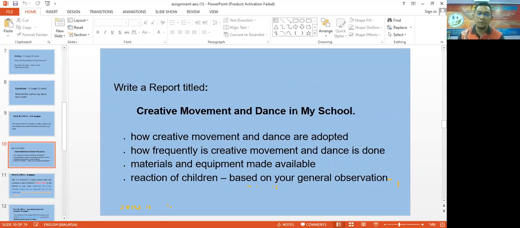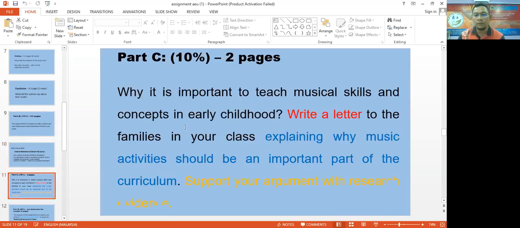Remember, there is no format for the report, but you can choose any format from any reference, so it doesn't matter. As long as you write how you create the dance, how you use the materials, and how the lessons go. And the important part is, what is the children's reaction? Are they happy? Are they joining the lessons happily? You can use your own words to write the report.